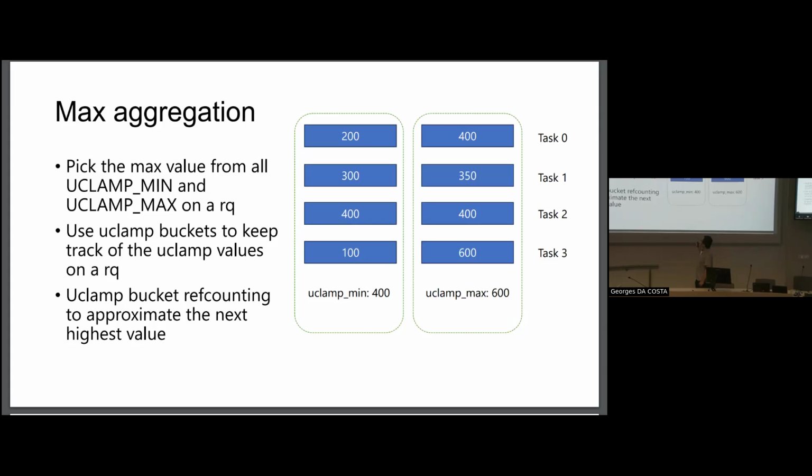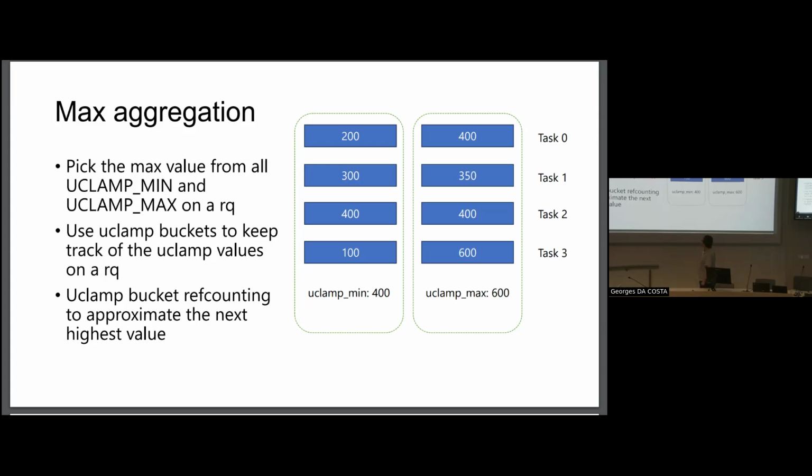Okay, so a quick overview of the current implementation, which is max aggregation. If you look at the diagram on the right, on the run queue you have 4 different tasks, and on the left you have all the Uclamp min values, and on the right you have all the Uclamp max values. What max aggregation does is, for all the tasks on the run queue, I pick the maximum value from all the Uclamp min, and I also pick the maximum value from all the Uclamp max. And I use this to drive the run queue frequency.